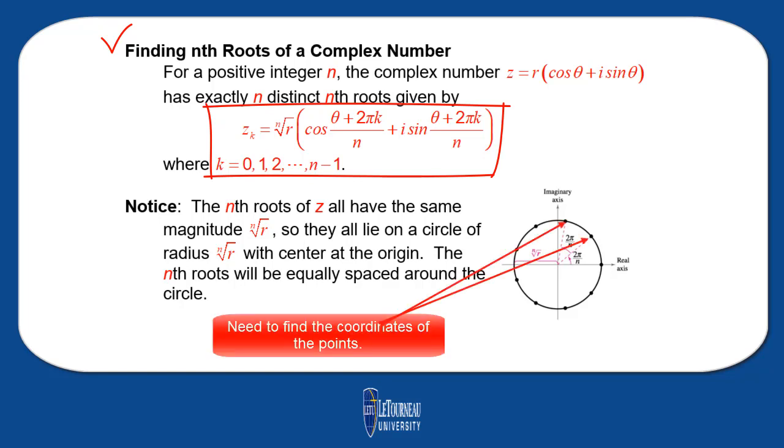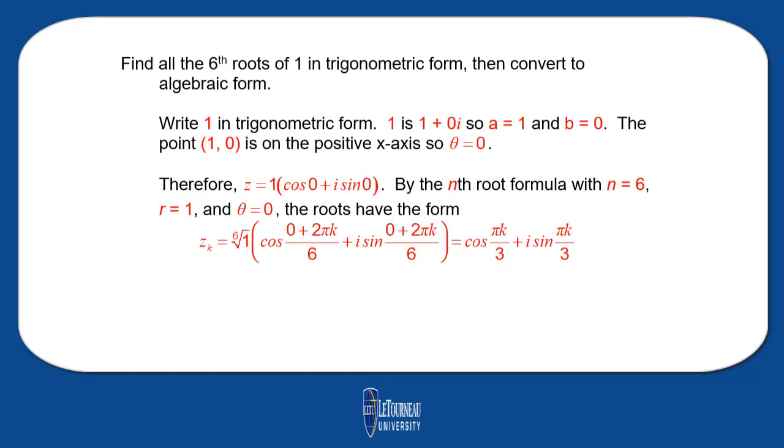The nth roots of z all have the same magnitude, the nth root of r, so they all lie on a circle of radius nth root of r with center at the origin. The nth roots will be equally spaced around the circle. I've pointed out 3, and there would be n minus 3 more of them. So let's find all the 6th roots of 1 in trigonometric form, then convert to algebraic form.